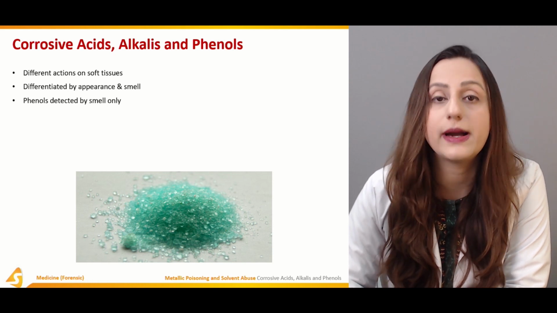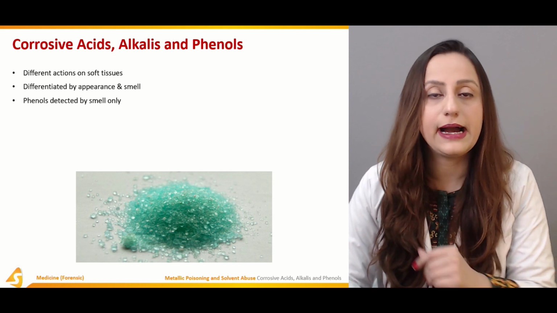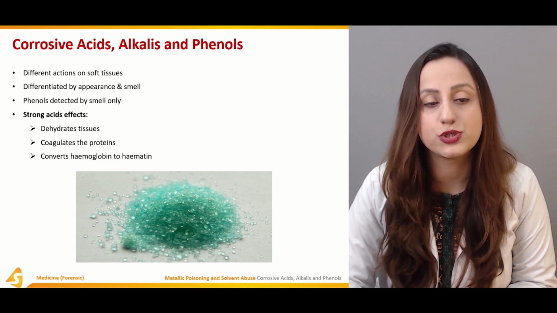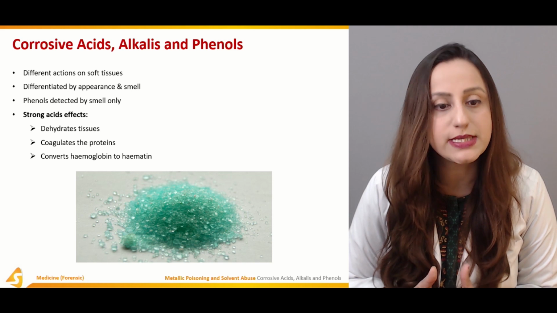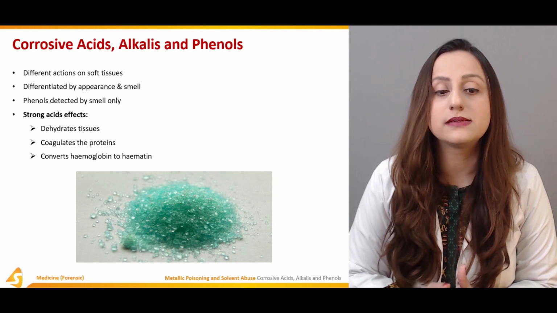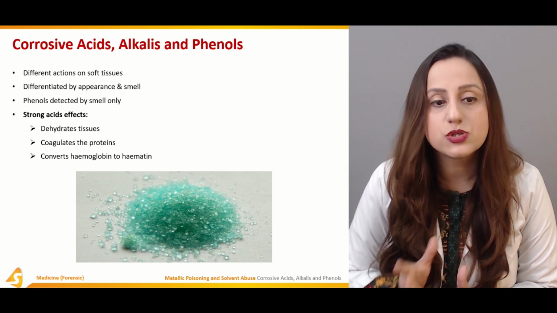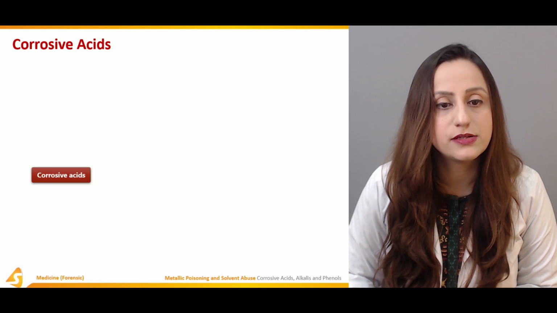Phenols are detected by smell only. So the highlight over here is that the pungent smell is going to be characteristic for phenols. Strong acid dehydrates the tissues, coagulates the proteins, and converts the hemoglobin to hematin. So that is the chemical reaction that is taking place at the underlying level.